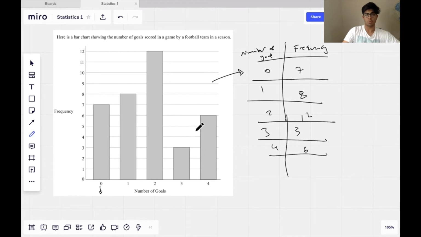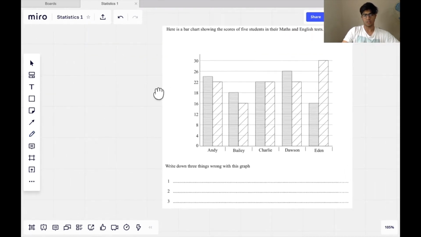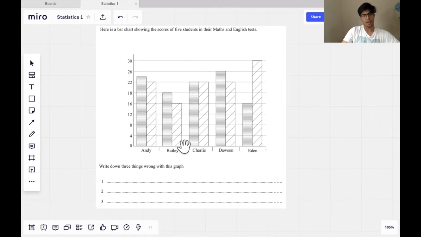So this is what we do with the bar chart, and most of the time, if you're presented with a bar chart, you either have to draw one out, where they'll give you something like this and you have to draw it out, or you have to read something off and answer some form of question. I saw this weirder question, actually, which isn't too common. You have to write down 3 things that are wrong with this graph. So here's a bar chart showing the scores of 5 students in the math and English tests, and you have to write down 3 things that are wrong with this graph. So this is a weirder question, I guess. So you really have to know how to draw a bar chart properly.